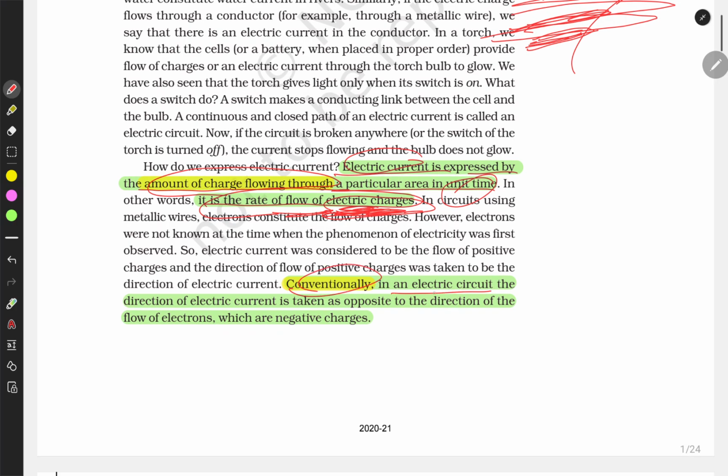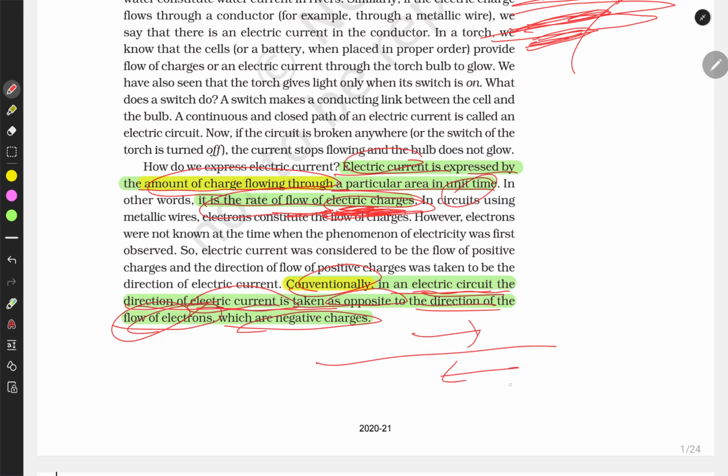Conventionally, in an electric circuit, the direction of the electric current is taken as opposite to the direction of the flow of the electrons, which are negative charge. So the direction of the electric current is opposite to the direction of the flow of the electrons. If the electric current is this way, the flow of electrons will be this way.